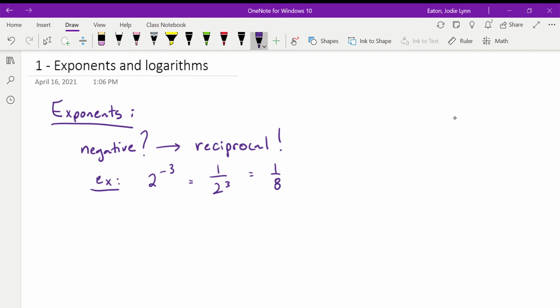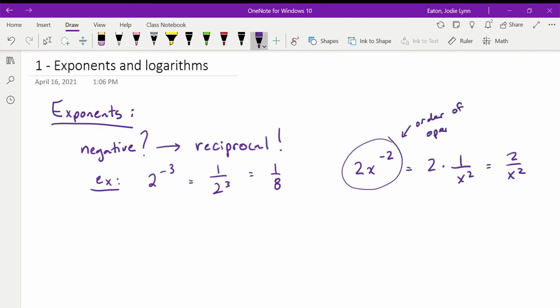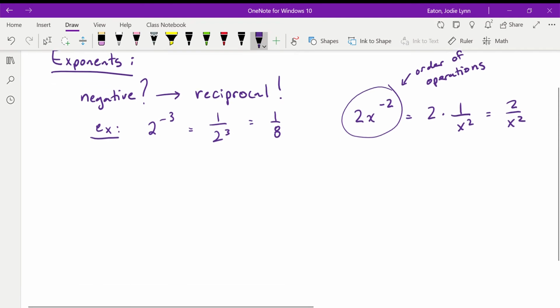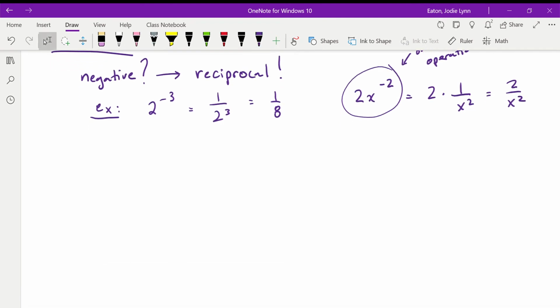If we have 2x to the negative 2, this is 2 times 1 over x squared, which is 2 over x squared. So please be careful and remember your order of operations, and that exponents, including negative ones, apply before multiplication. So unless there's brackets, it doesn't go in the denominator if you're multiplying.